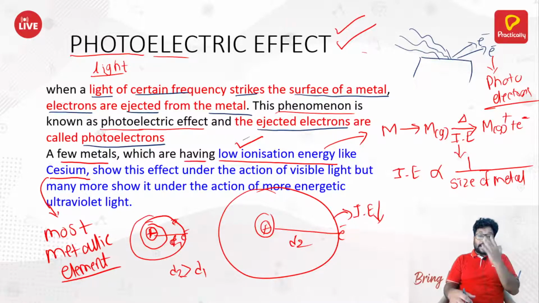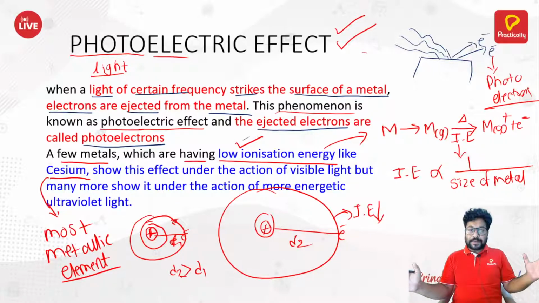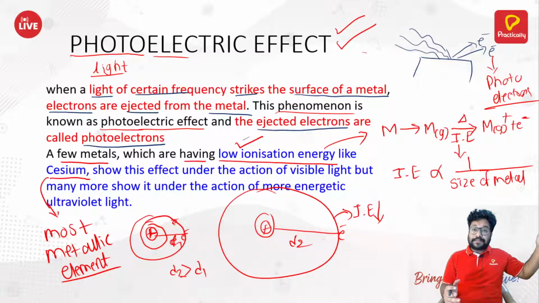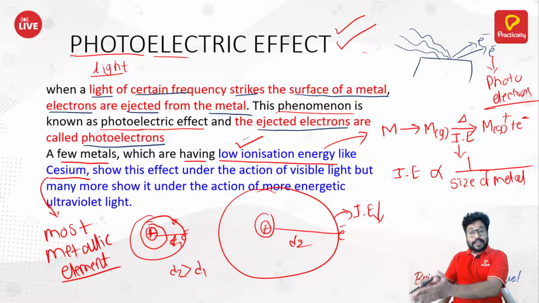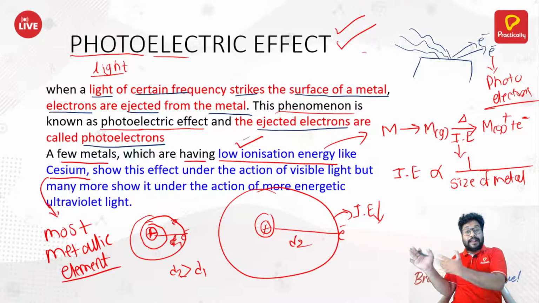We already had seen the larger spectrum. Remember cosmic rays. Then you have microwaves, X-rays, ultraviolet, then visible, then IR, and then radio waves.